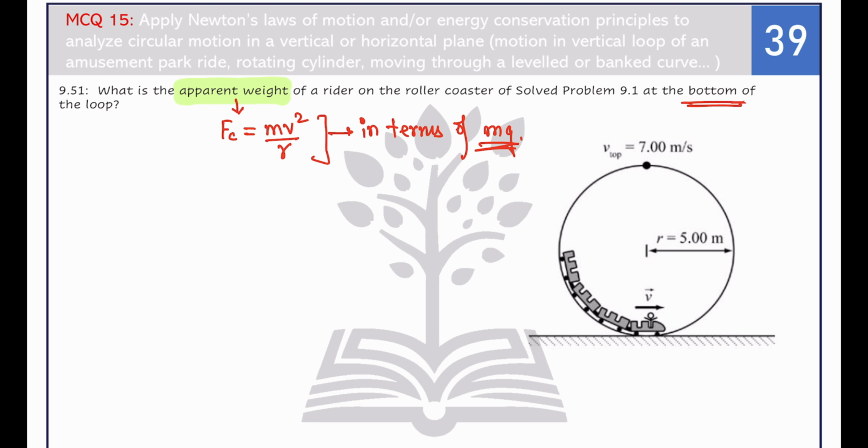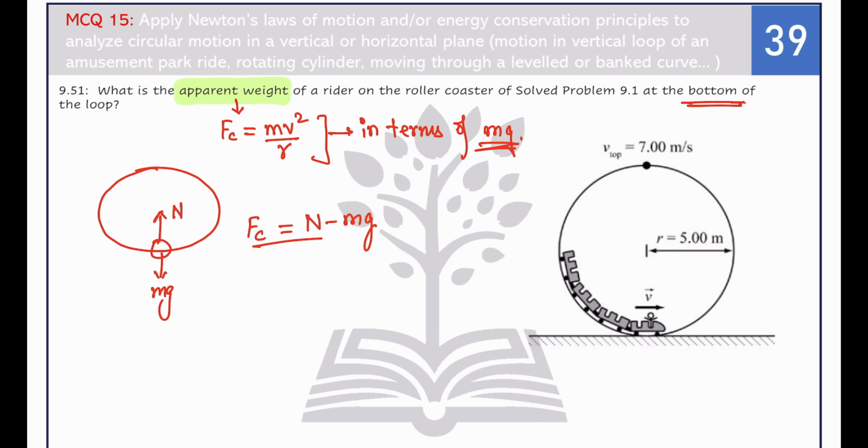This is something very interesting. Okay, at the bottom of the loop, what do we know? Let's say this is a circle we have, and we know at the bottom we have one force N and we have one force mg. So what is FC? N minus mg. Yes or no? Okay, at the bottom, the other thing we know is the velocity at the bottom is root 5GR. Yes or no? Okay, now place the values.